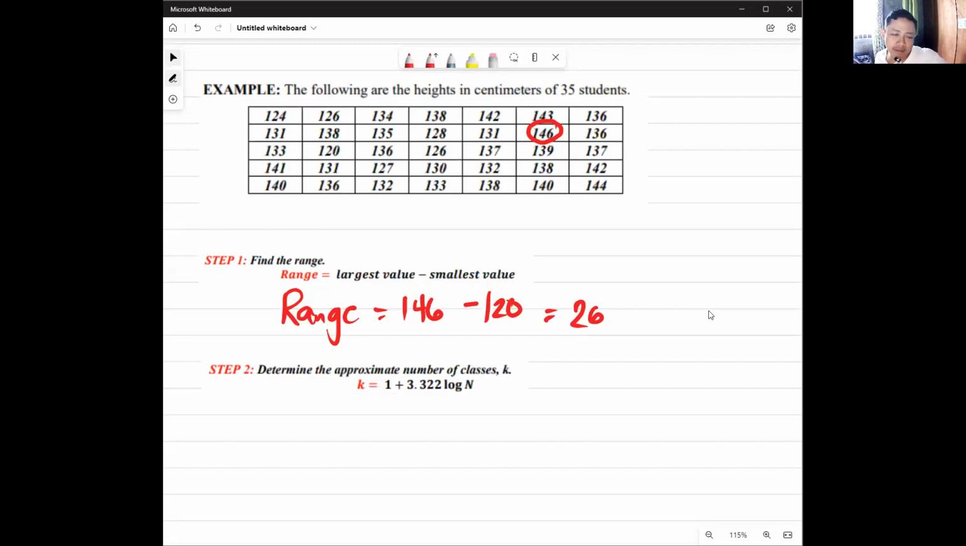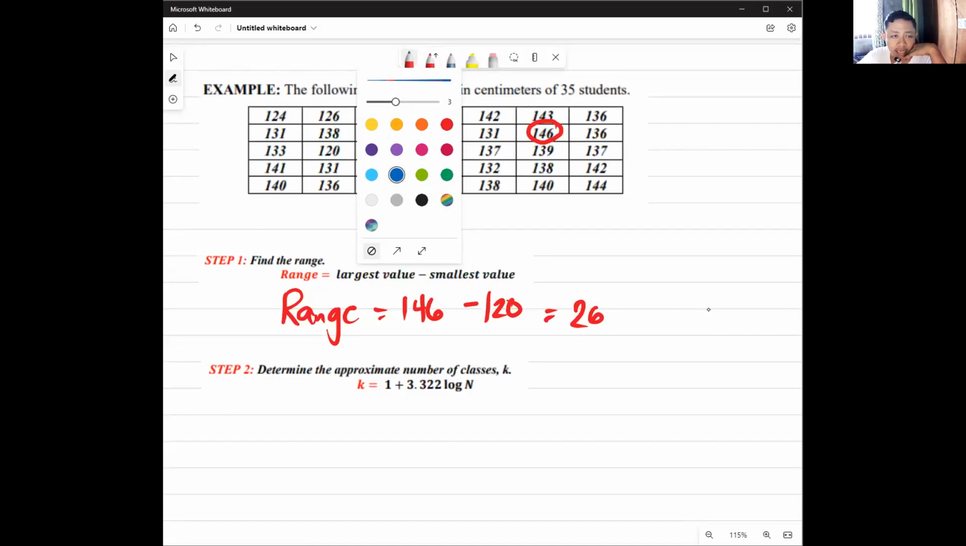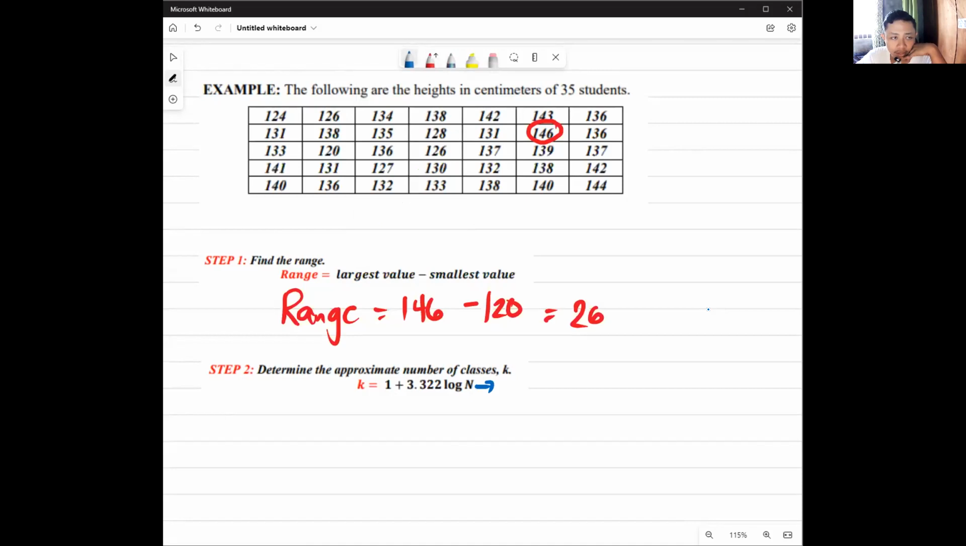Next is to determine the approximate number of classes, K. Okay, and we have this formula to follow. Therefore, you will need your calculators this time. Get your calculators, everyone. We just have to press this in our calculator. N here is the number of data, so N here is 35. So kindly press K is equal to 1 plus 3.322 logarithm of 35. Press it in the calculator, please.